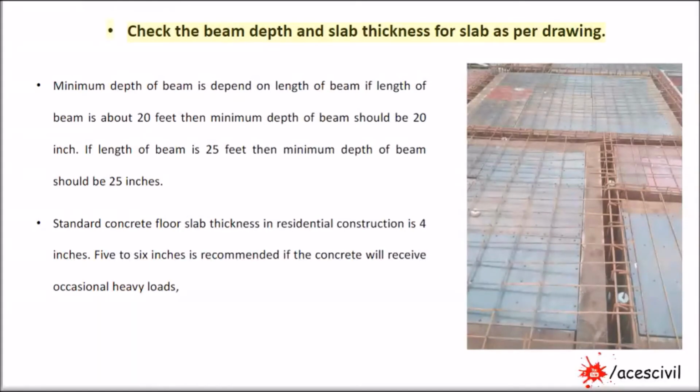Check the beam depth and slab thickness as per drawing. Minimum depth of beam depends on length of beam. If length of beam is about 20 feet, then minimum depth of beam should be 20 inches. If length of beam is 25 feet, then minimum depth of beam should be 25 inches. Standard concrete floor slab thickness in residential construction is 4 inches. 5 to 6 inches is recommended if the concrete will receive occasional heavy loads.